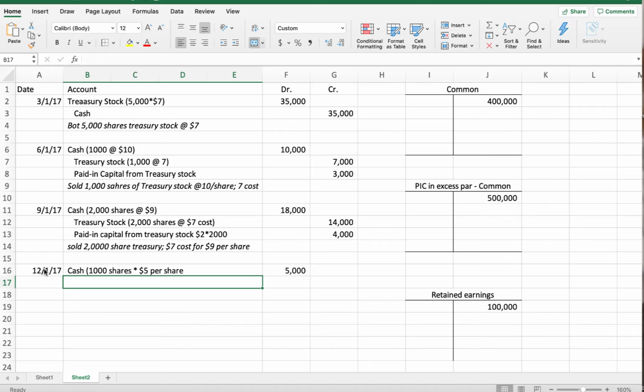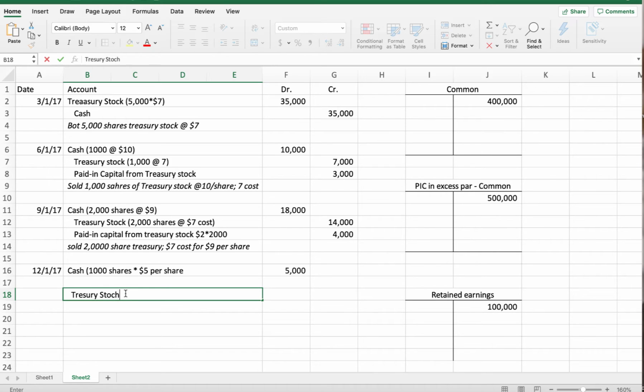Now I need to book my treasury stock. Now notice I skipped the space. I know that I'm going to credit treasury stock. I know that I'm going to have to hit in my paid in capital from treasury stock account, but that's going to have to be a debit, right? How do I know that? Well, check it out.